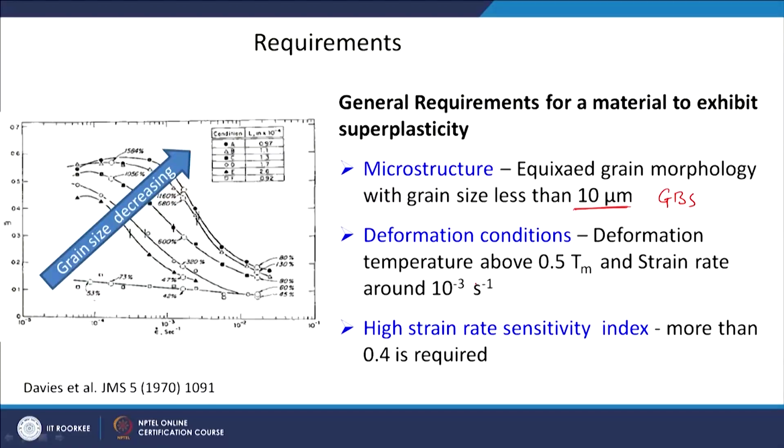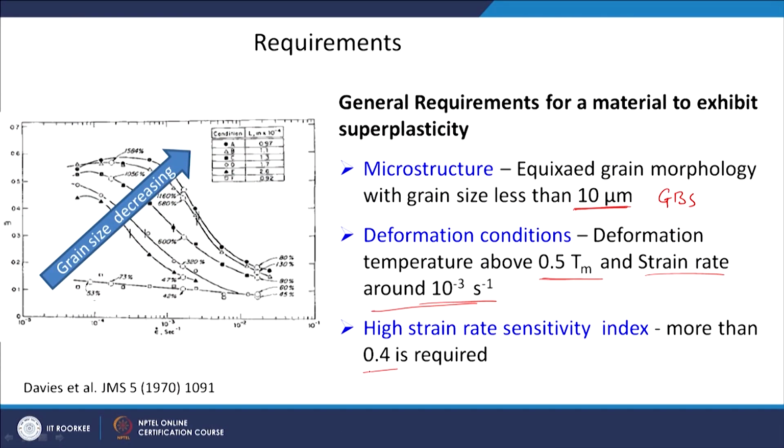The deformation condition: the temperature has to be above 0.4 or 0.5 T_M. So, this is where you have high temperature deformation conditions, and the strain rate is around 10 to the power minus 3 per second. So, strain rates are very low as compared to other forming processes or hot deformation processes. So, that is the only drawback of superplastic deformation.